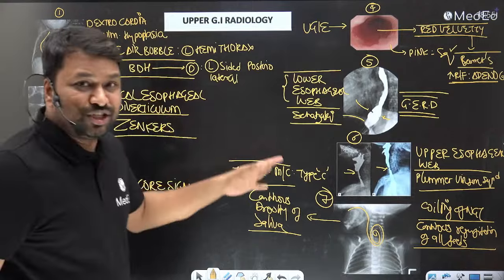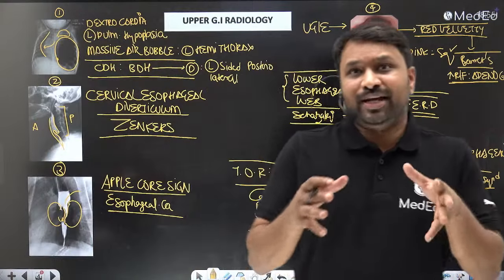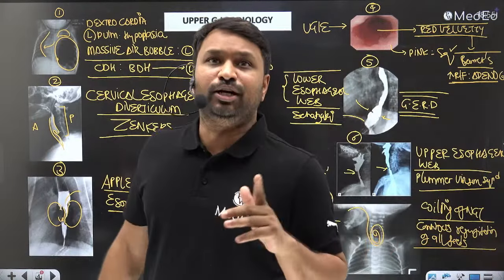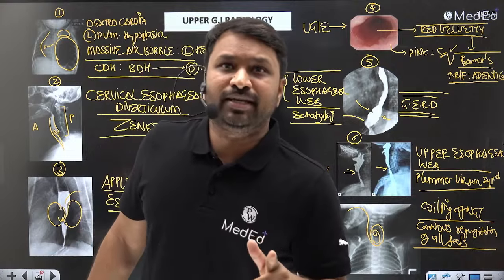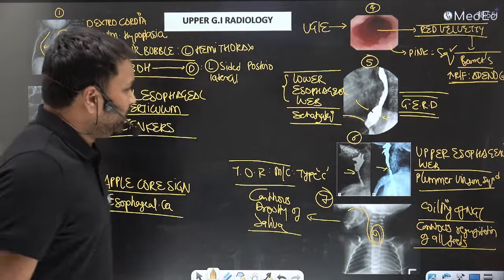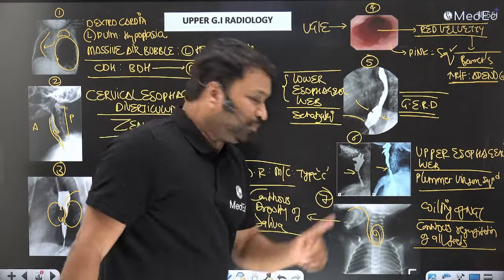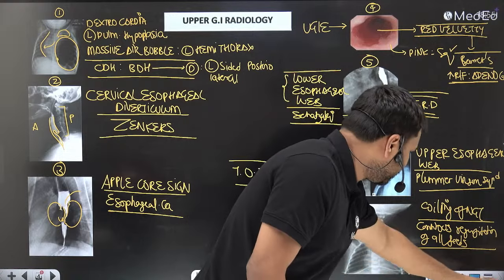These are the GI images on the upper GI that you need to concentrate on. Is it clear? Clear, guys? Right? Every single component with concepts, keep in the same context and we'll move on. Right? Chalo.